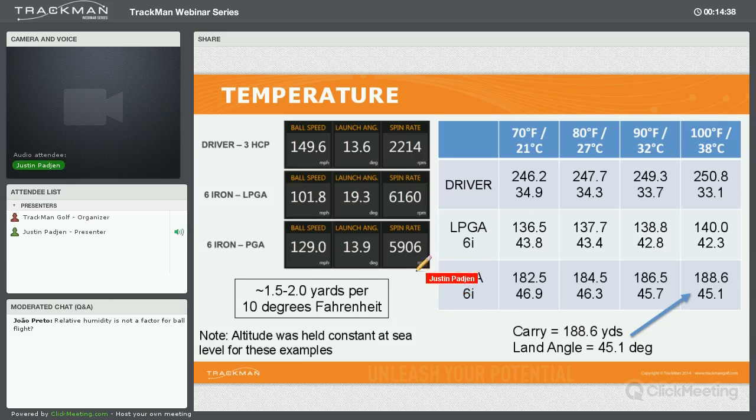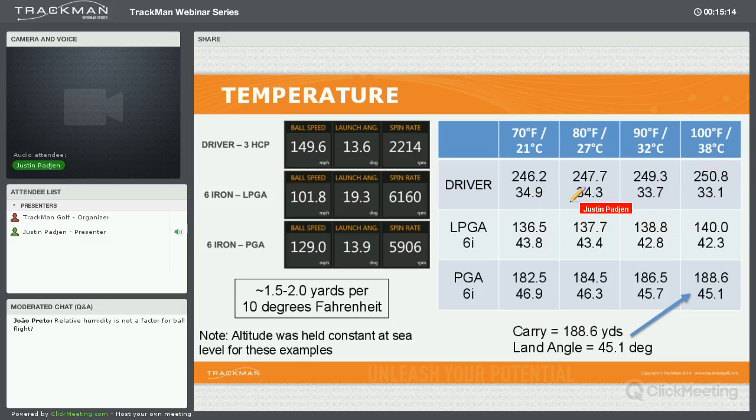And so if we look at it here, I've used 70 degrees Fahrenheit and gone up by 10 degrees. And so we can see the driver, 150 mile an hour ball speed. So it's a pretty good speed driver there, going to be right around 100 mile an hour club speed. And we can see how temperature affects this person's distance. So it goes up a little bit more than a yard here, a little bit more than a yard here, and so on. And then if we look at the LPGA 6 iron, a little bit more than a yard, a little bit more than a yard, and so on.